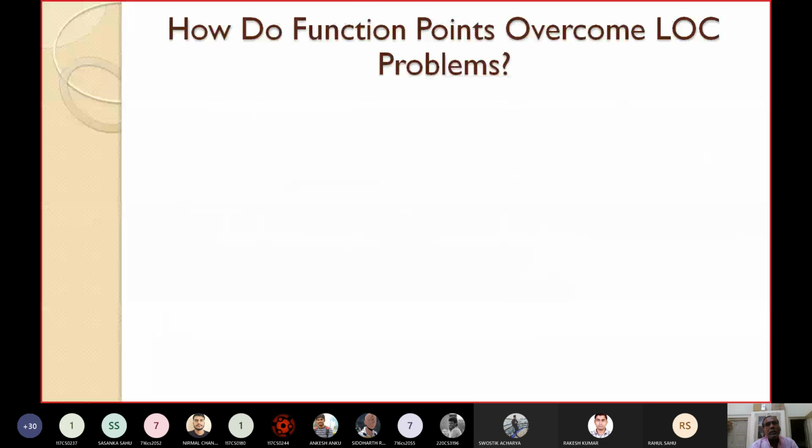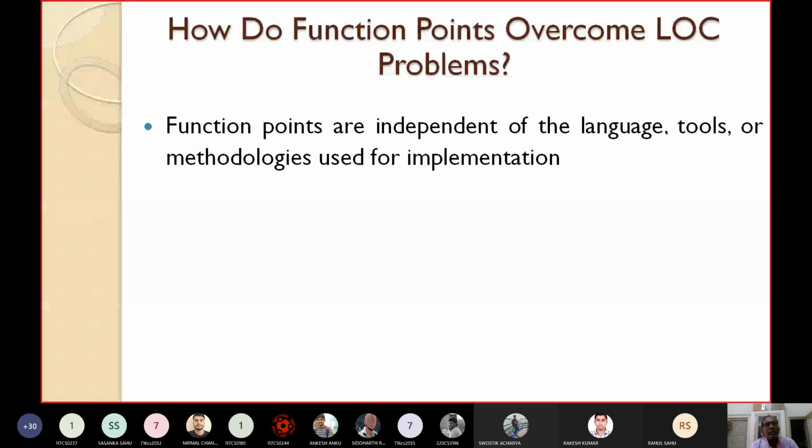Then how do function points overcome LOC problems? I have already told you several problems of LOC. Let's see how function points overcome them. Number one, function points are independent of the language, tools, or methodologies used for implementation. You may use C, C++, Java. This function point metric is independent of all of these. That's why it overcomes one of the major drawbacks of LOC.